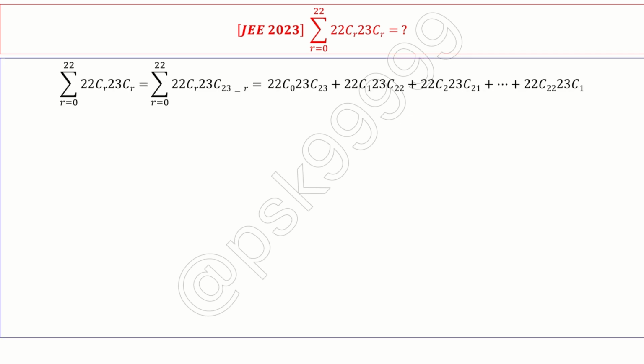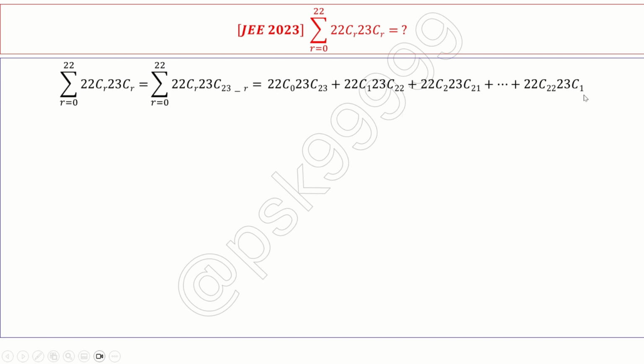And if you see sigma r equal to 0 to 22, 22Cr, 23Cr is nothing but the same as sigma r equal to 0 to 22, 22Cr as is, and 23Cr I am writing as 23C(23 minus r). If I expand this, it is nothing but 22C0, 23C23, 22C1, 23C22, because 23C(23 minus r) is the same as 23Cr. So 23Cr is decreasing in the r value, 22Cr is increasing in the r value.